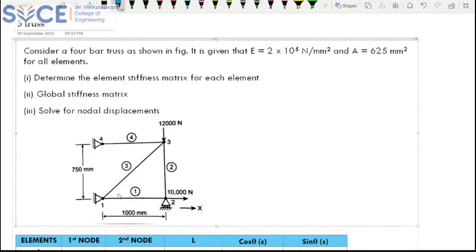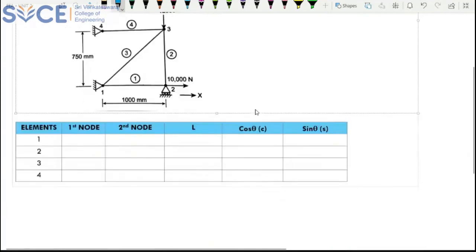So something like this. Okay. So for this, let us make a table. So let me show a table here. I am just noting what my elements are: element 1, element 2, element 3, and element 4. According to the connectivity table, I have to say which one is the first node and which one is the second node, so that when you assemble it, it will be according to that. Then what is the length of the element, and what are your cos theta and sin theta? You have a table like this.